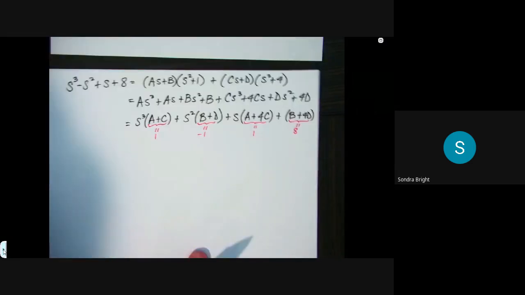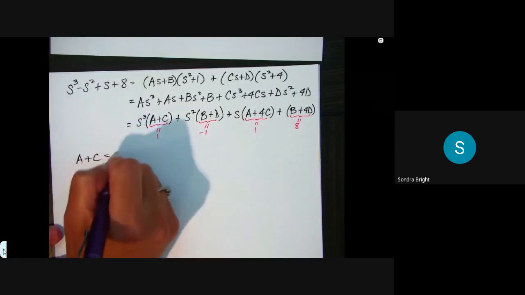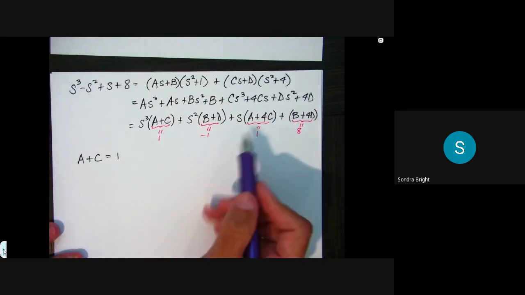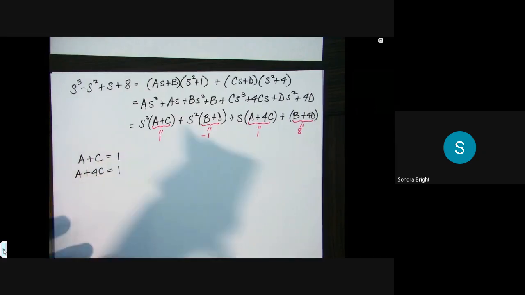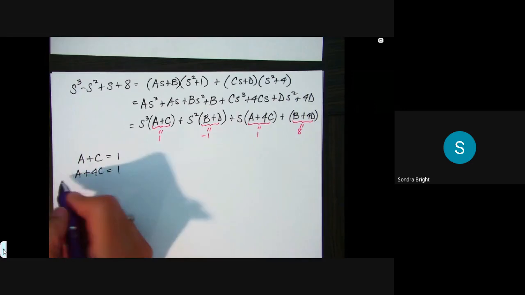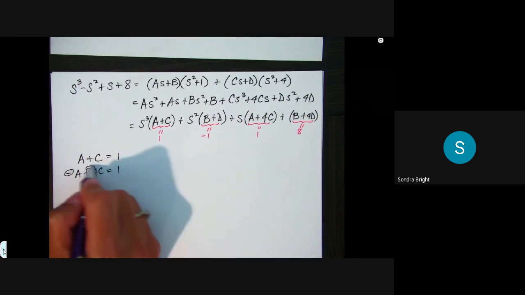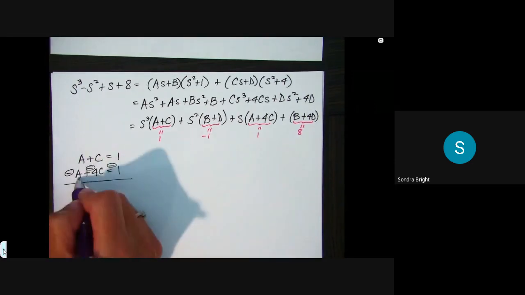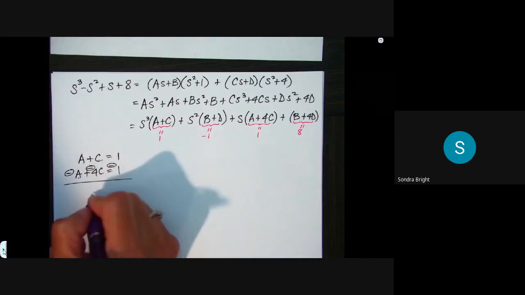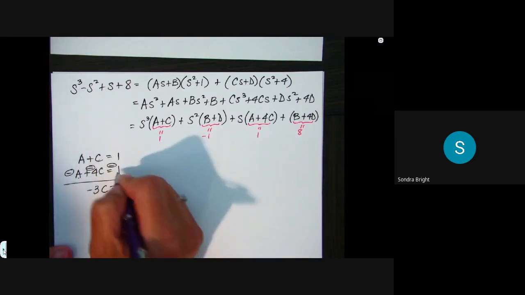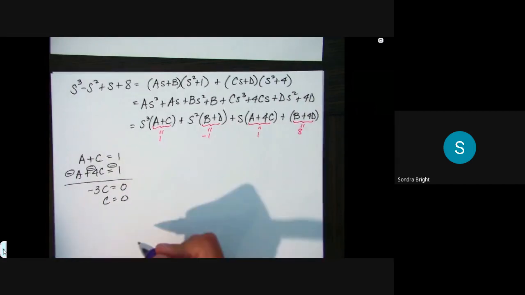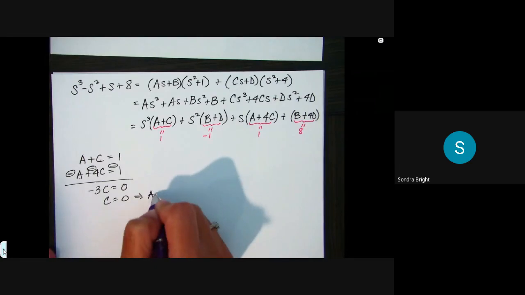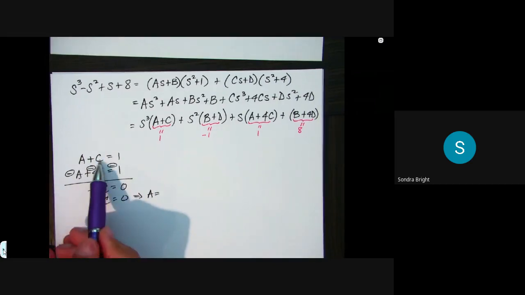I've got a plus c must equal 1, and a plus 4c must also equal 1. To solve these two, you could just subtract one from the other. So if I subtract, a minus a cancels. c minus 4c is -3c equals 1 minus 1 is 0. So c must equal 0. And if c is 0, then a plus 0 equals 1, so a must equal 1.